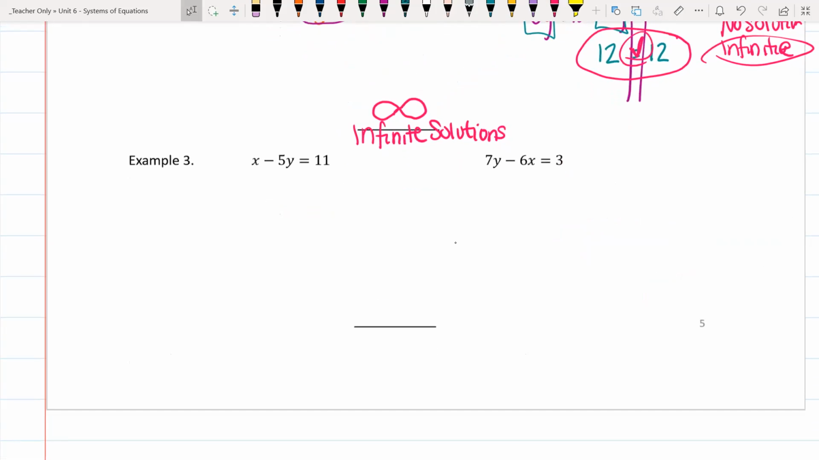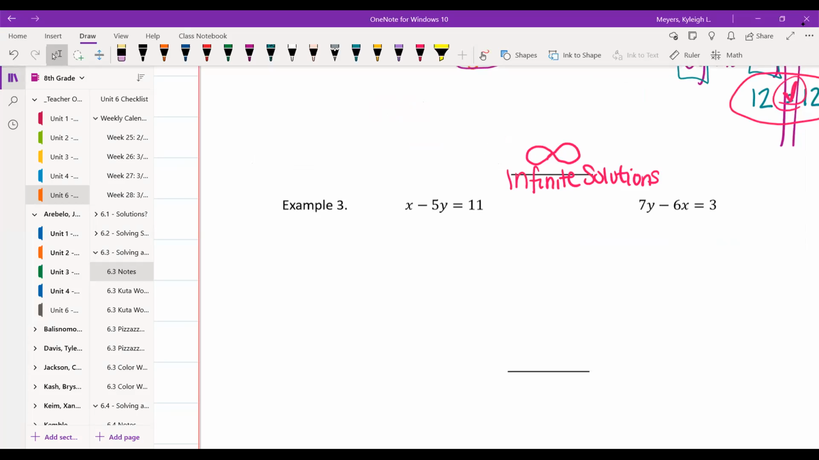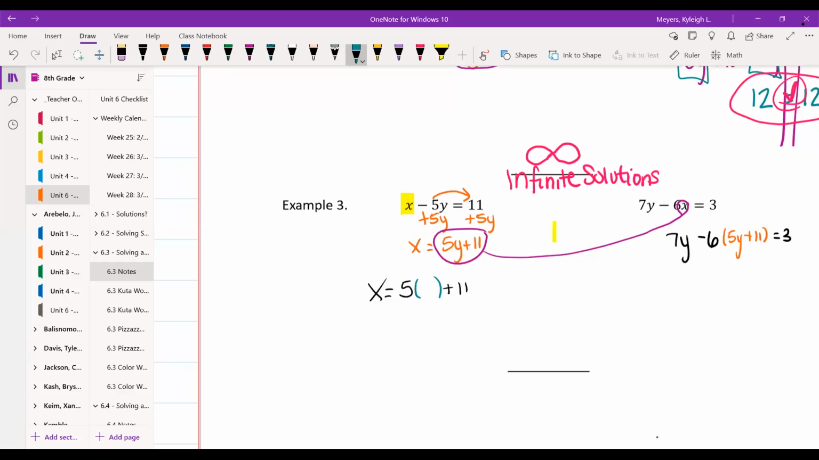Okay. So I want you to try example 3 on your own. So I want you to pause and try example 3 on your own, okay? And when you unpause, there's going to be a little bit of work there, but it's not going to be the whole problem solved, okay? So pause and try example 3 as far as you can get.